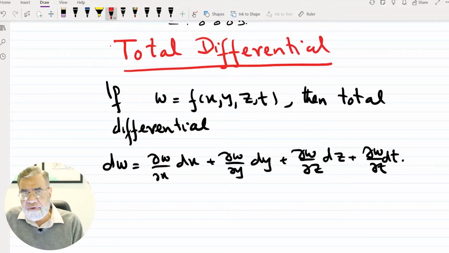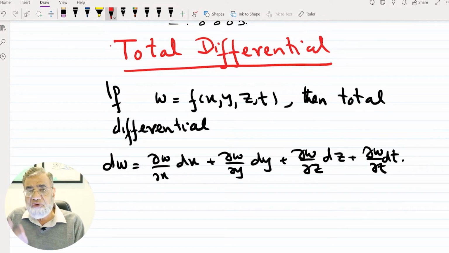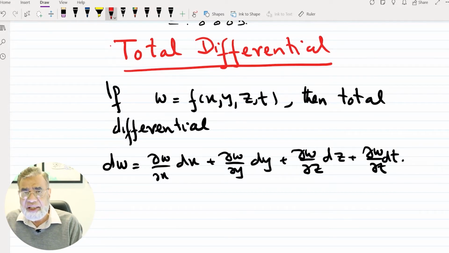We have the function of two variables we have discussed. We can have the function of three independent variables x, y, and z. We can have a function of four independent variables x, y, z, and t. We can have any number. In mathematics, we say x1 to xn, any number.